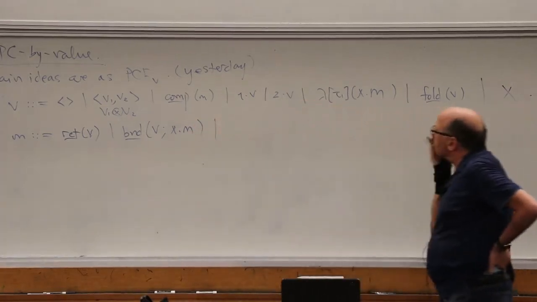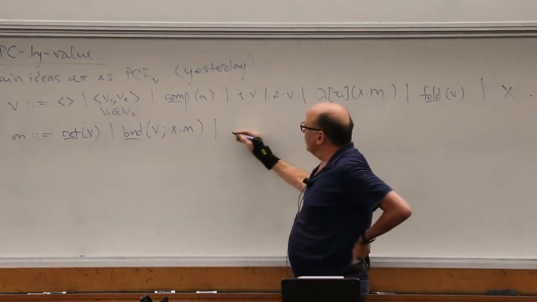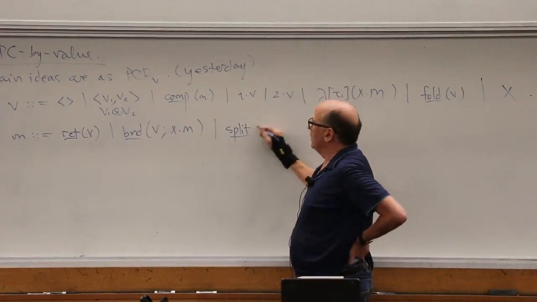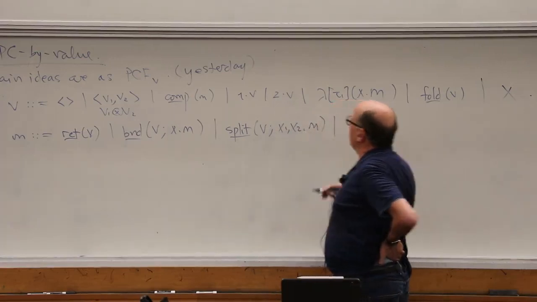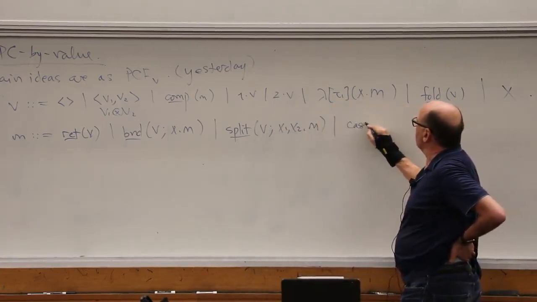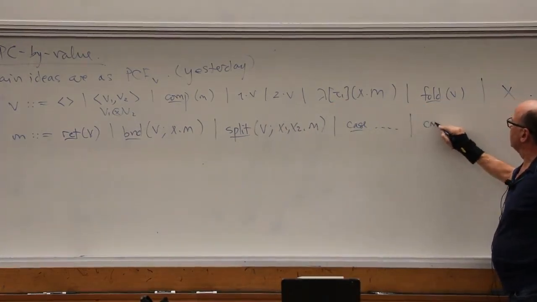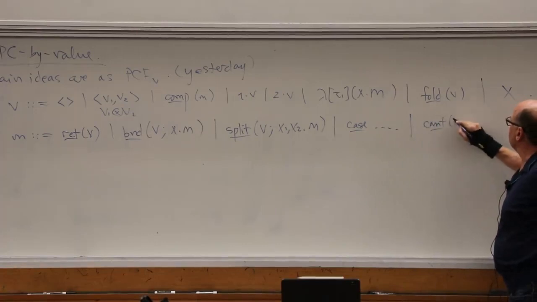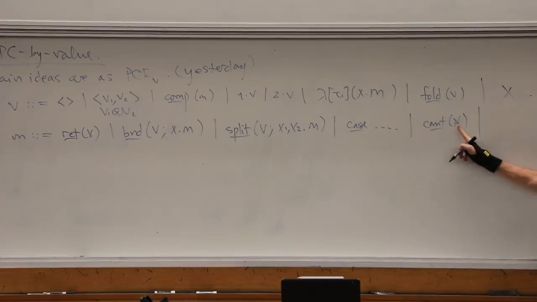And let's see, then we have to decide what we're going to do about our elimination forms. So I could do a split if I do a product. I will have split v, x1, x2, m. All right, and then I'm going to have case. If you don't mind, I won't write that out again. And then I could have can of v. v could be a variable if it's an open term. Otherwise, it's not going to be a closed value. But anyway, it's can of v. It's already been evaluated, that's the way to think about it. It can't happen that this will be a closed value.